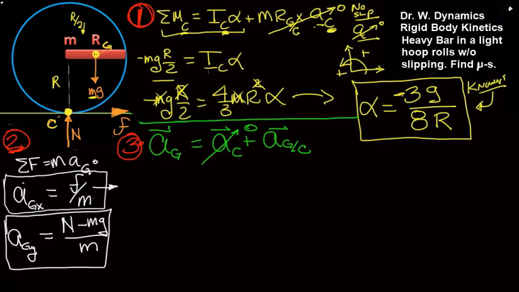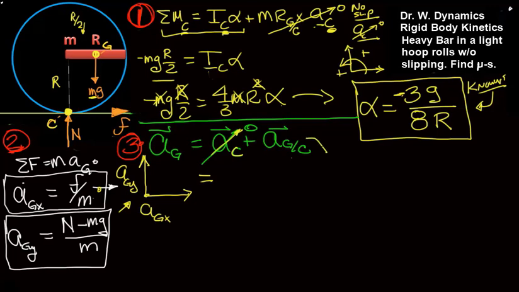So from here, we know a sub G. We've got an a_Gx here equal to F on m. And we have an a_Gy here equal to N minus mg on m. So those are both known right now. That's 0. It's a fixed point of rotation for that instant.